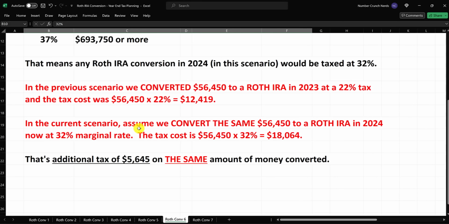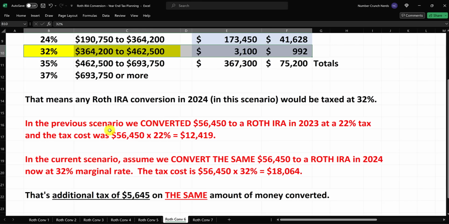So in the current scenario, we assume we convert the same $56,450 to a Roth in 2024, now at a 32% marginal rate. The tax cost is going to be $56,450 times 32%, which is $18,064. That is an additional $5,645 of tax on the same amount of money converted, right? If you convert at the lower rates, your tax is going to be this. If you convert at the higher rates, your tax is going to be this.